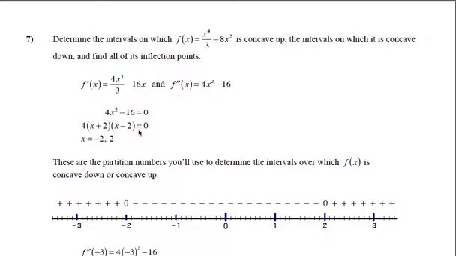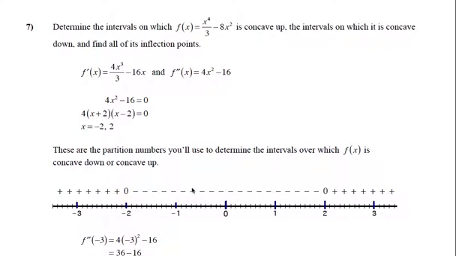But I don't show how I got the x plus 2 times the x minus 2. Well, that's because when you factor a 4 out of 4x squared minus 16, you have x squared minus 4. That's the difference of two squares, and the difference of two squares always factors this way. From this we can see that the zeros of our second derivative are -2 and +2. So those are our two partition numbers, and they're marked here on the number line.